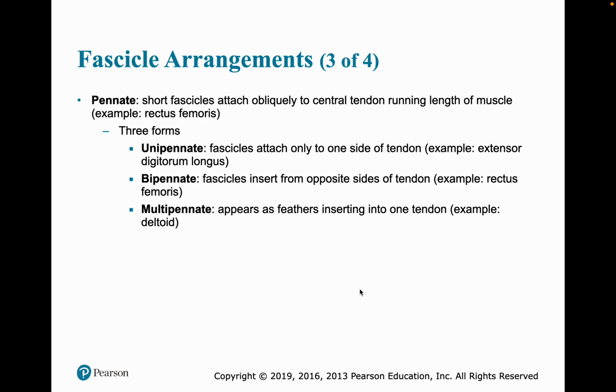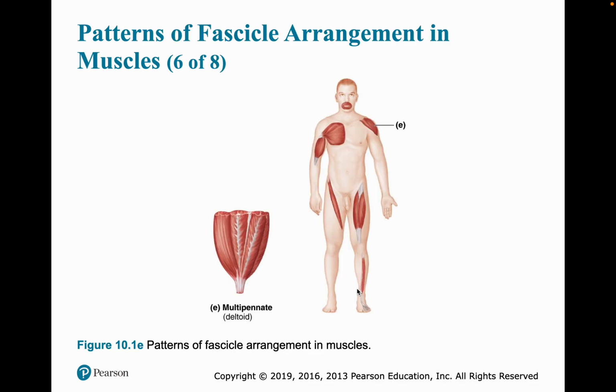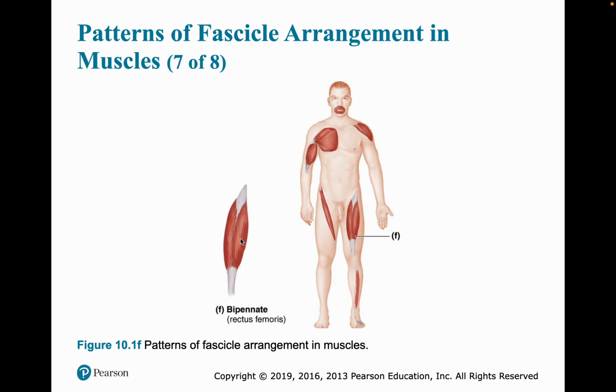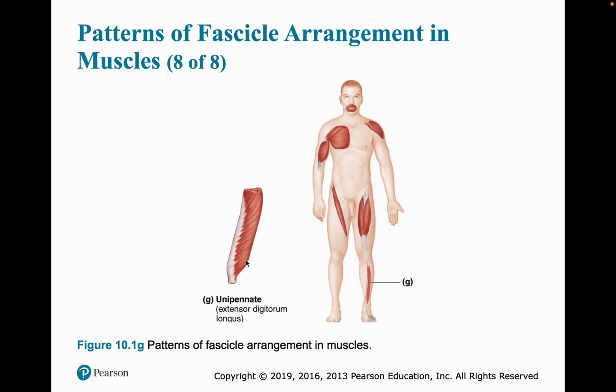And in a multipennate, they appear as feathers inserting into one tendon, and the deltoid muscle is a good example of that. So here you can almost see them as a pile of feathers in the deltoid. In a bipennate, we've got one here and one here. And in the unipennate, they all come off one side of the tendon.